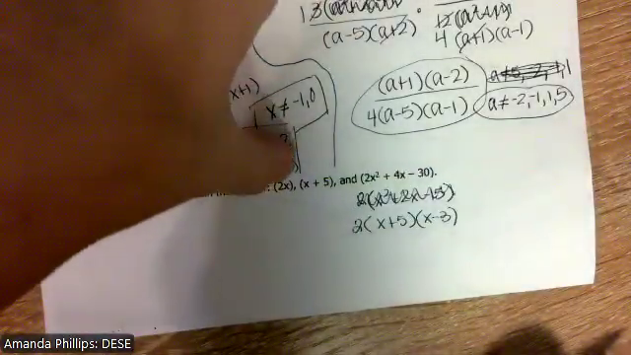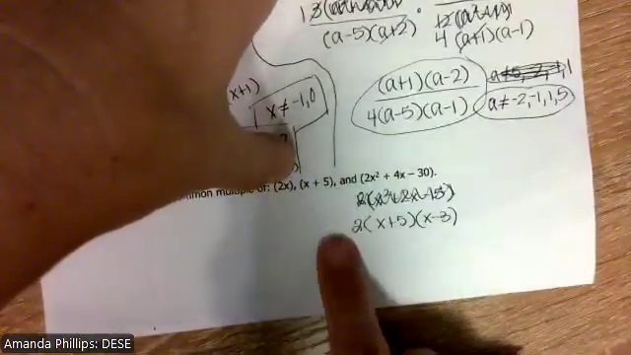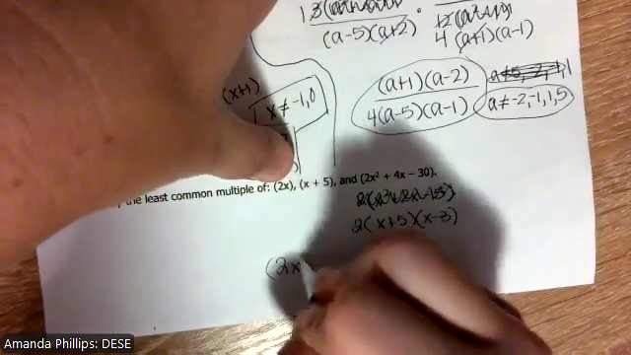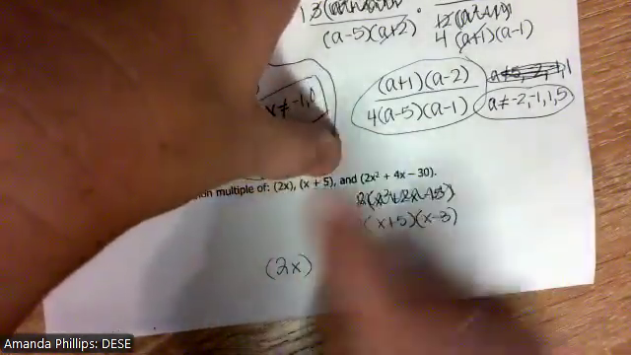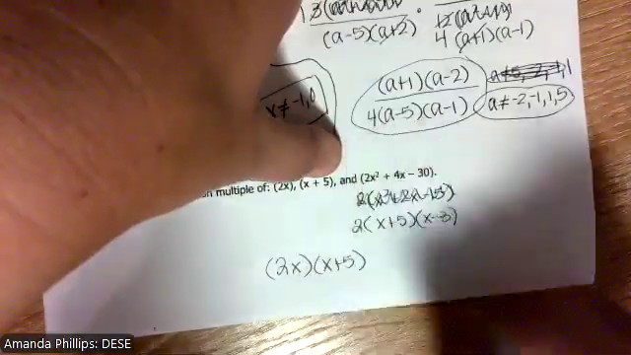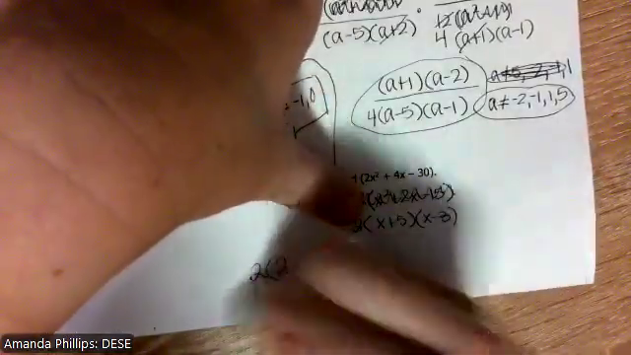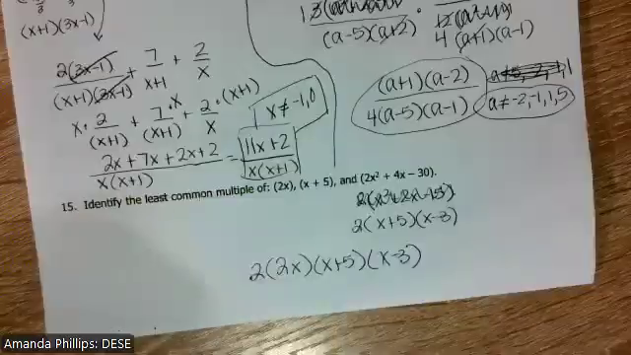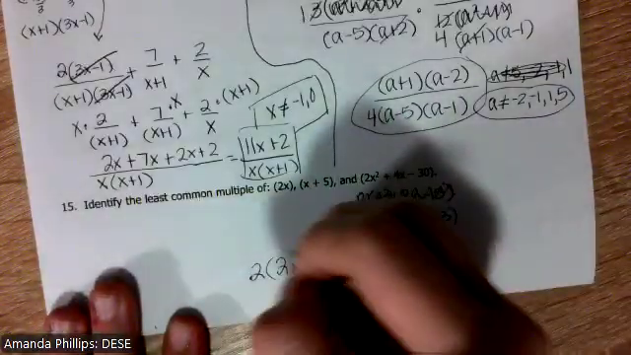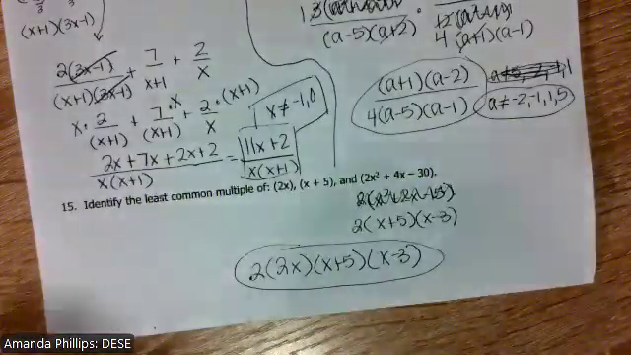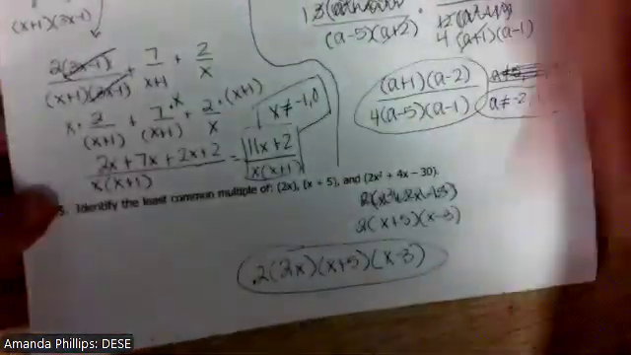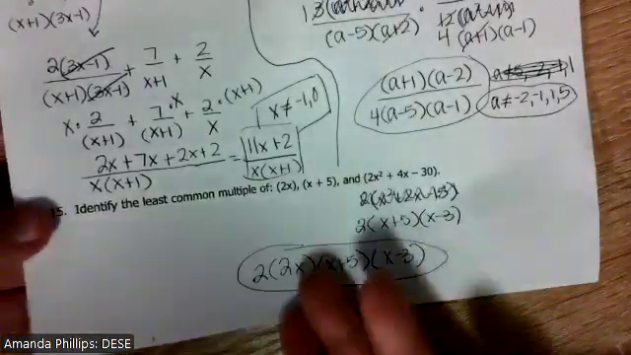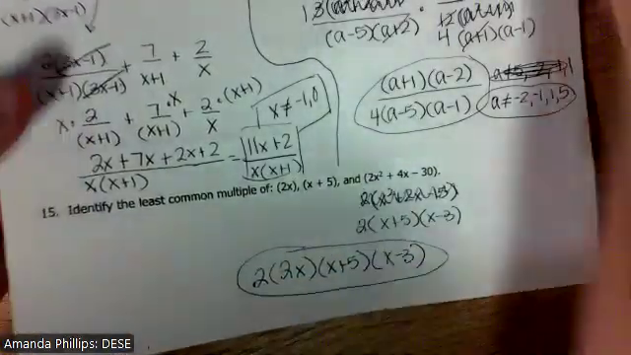Okay, so let's find our least common multiple. I need a 2x. I need an x plus 5. I need a 2. I need an x plus 5, and I've already got it written down, and I need an x minus 3. And that is my LCD, or my LCM, which is just like my LCD, only I don't have a fraction problem. So it can't be called a denominator because it's not a denominator.